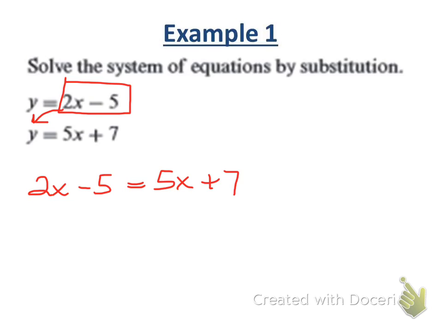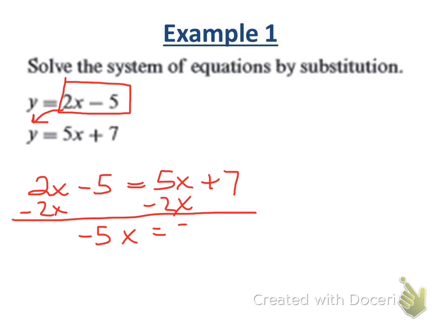We're allowed to do that because y is equal to 2x minus 5. Now, when we solve this, we would subtract 2x from both sides. Let's subtract 2x. And that will give us negative 5 equals 3x plus 7. I don't know where that x came from, but we'll take it out of the way.